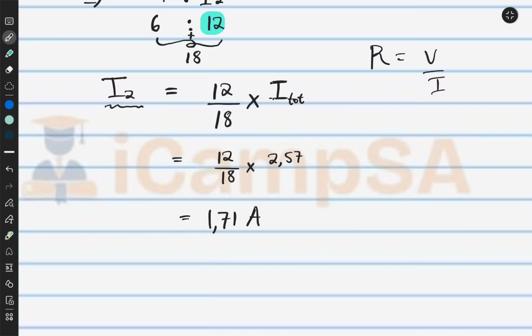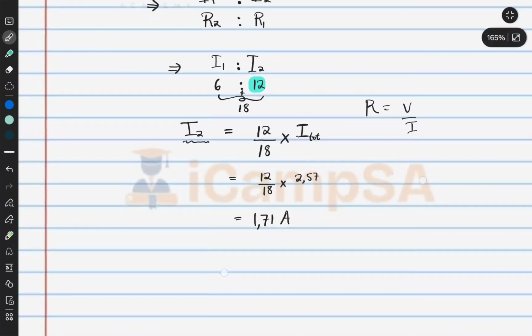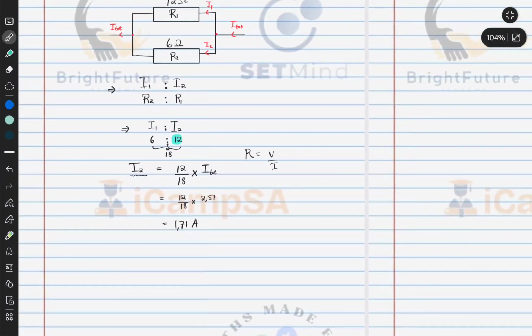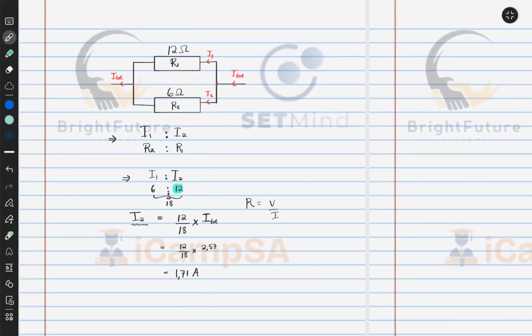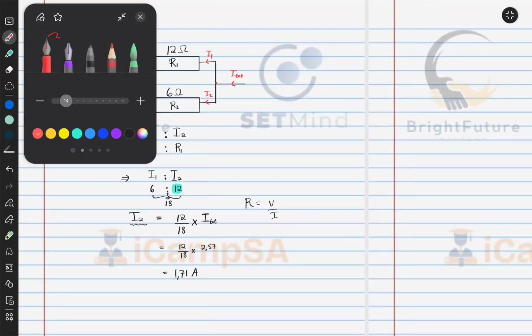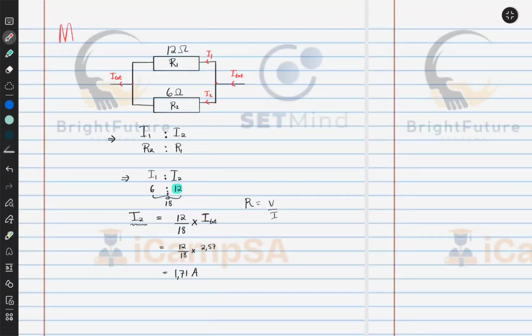Right, it means the remaining is now what will go to I1, because the resistor at the bottom will get 1.71 amps. That means the two resistors at the top will get the remaining, which is 2.57 minus 1.7. So let's go for the more common way, because this question allows for that. This one we'll call method 1, the ratio method. All right, then the other one will be method 2.